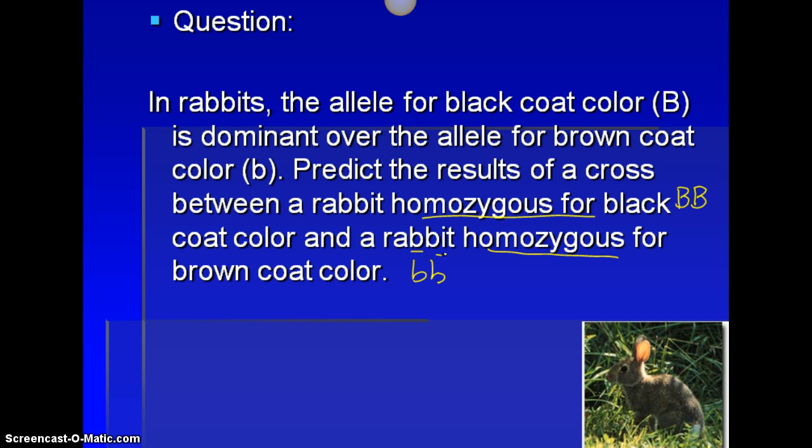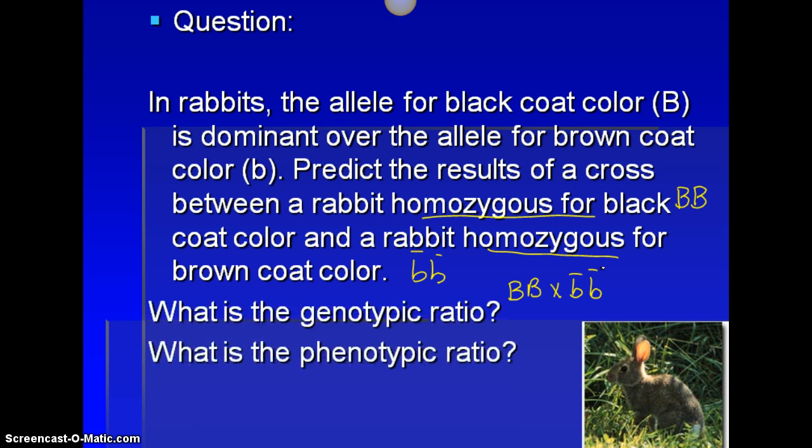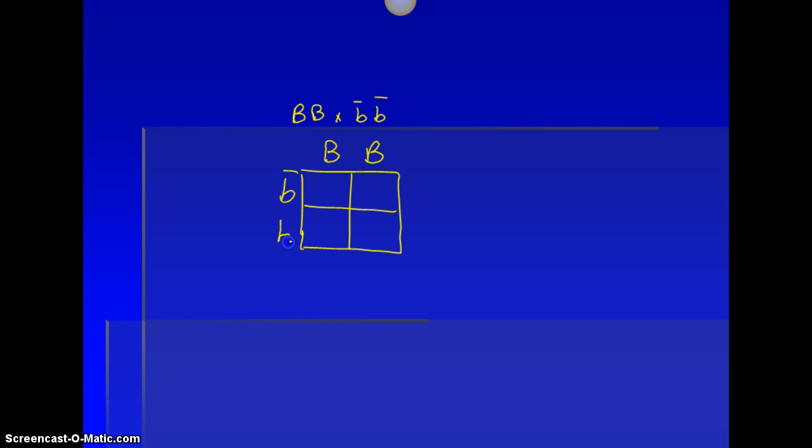So oftentimes we'll go ahead and write out our cross. Big B, big B, crossed with little b, little b. So we want to know what the genotypic and phenotypic ratios are. Get the spot to be able to write this. Okay, so if we take that cross, big B, big B, crossed with little b, little b, put that into a Punnett square. We're going to have big B across the top, little b down the side.